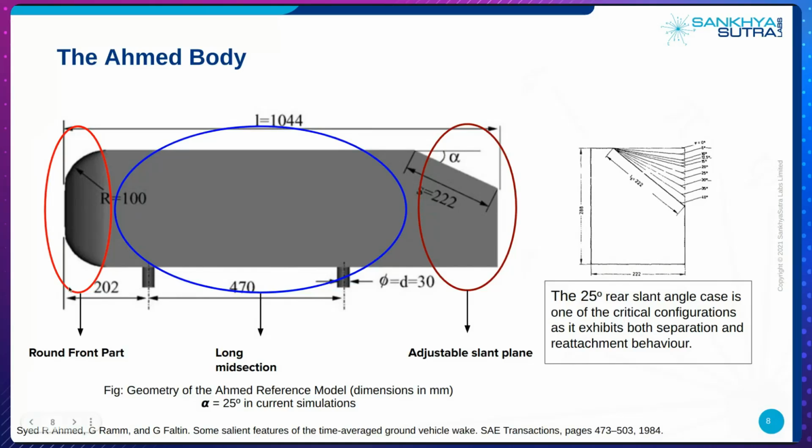It basically consists of a round front part to prevent separation, a long midsection, and an adjustable slant plane. And the angle that this slant makes with the horizontal plane is essentially known as the rear slant angle. And today we're going to be showing you a demonstration of performing simulations for an alpha of 25 degrees, which is one of the critical configurations as it exhibits both separation and reattachment over the rear slant of the vehicle. And this is quite challenging for any solver to capture, and especially for RANS solvers to capture.